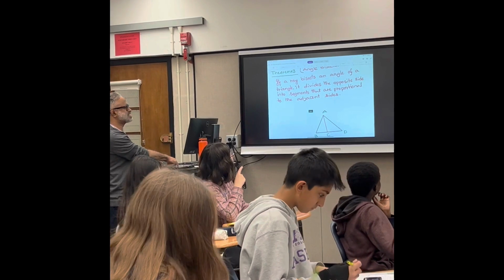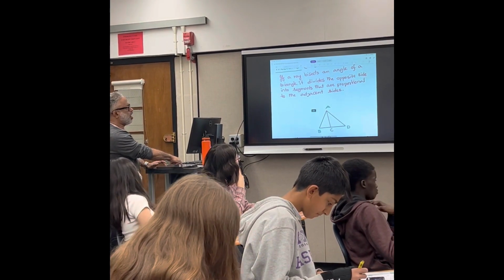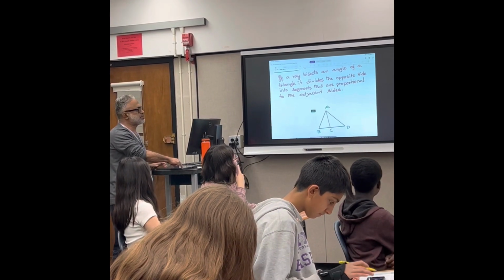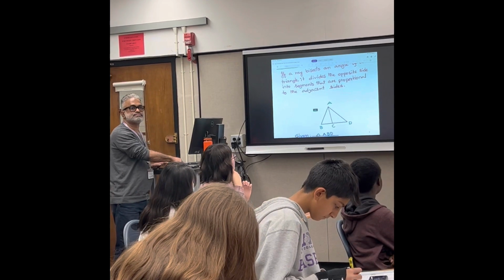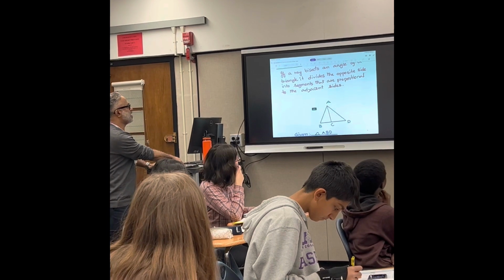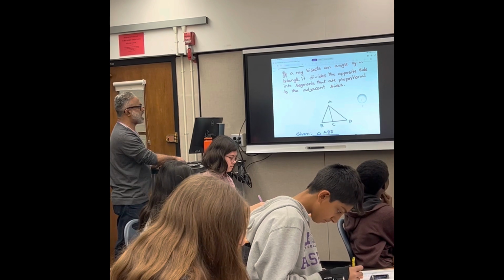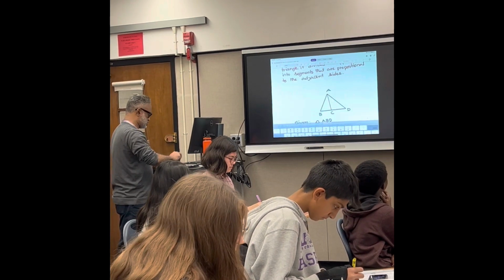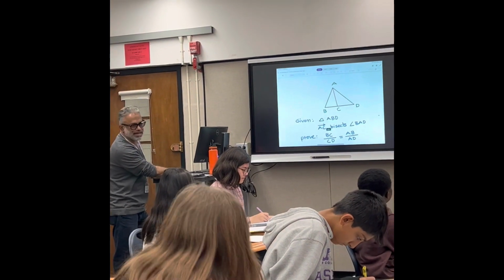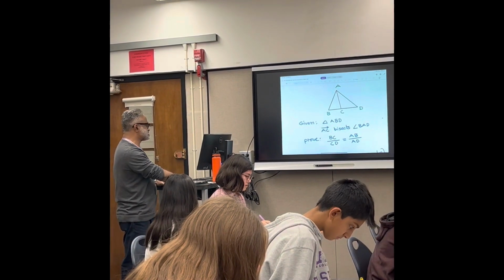If a ray bisects an angle of a triangle, so look at that. What is the name of the triangle we have on the screen? Yes, ABD. So that ray bisects an angle of the triangle, it divides the opposite side into segments. So in triangle ABD, AC is the angle bisector, right? And that bisects which angle?